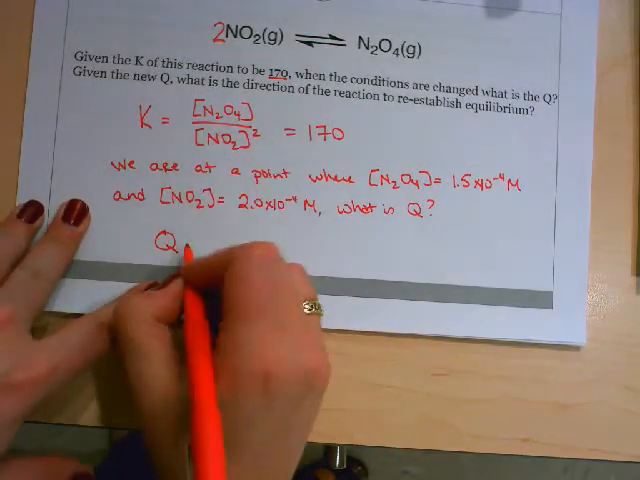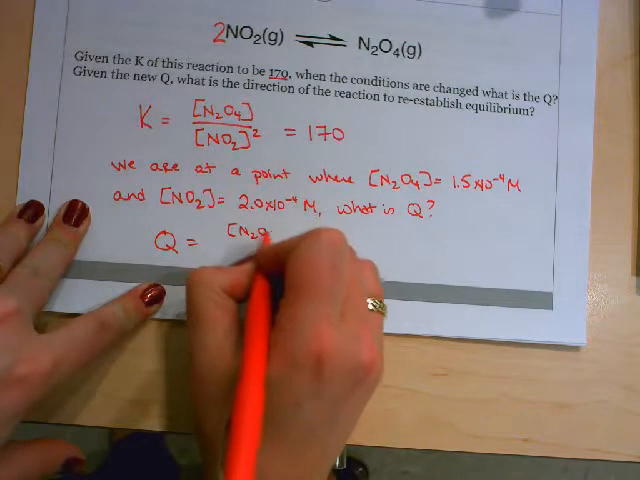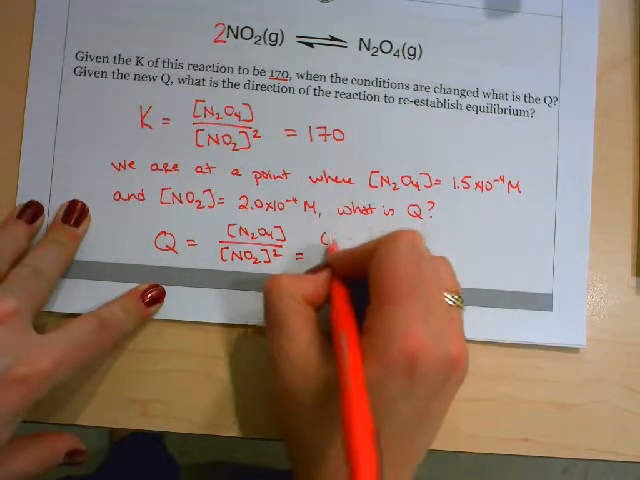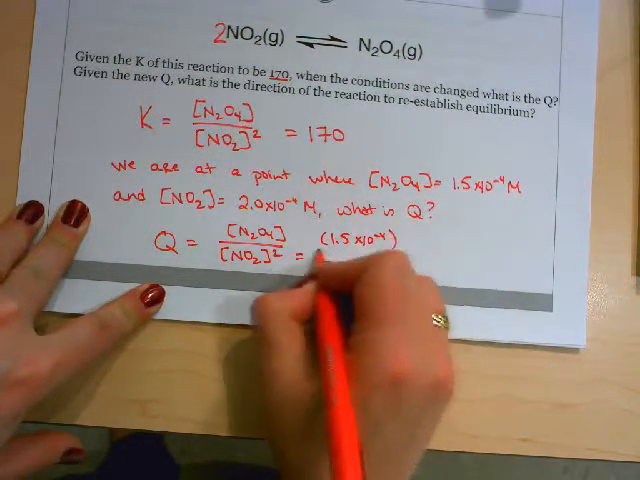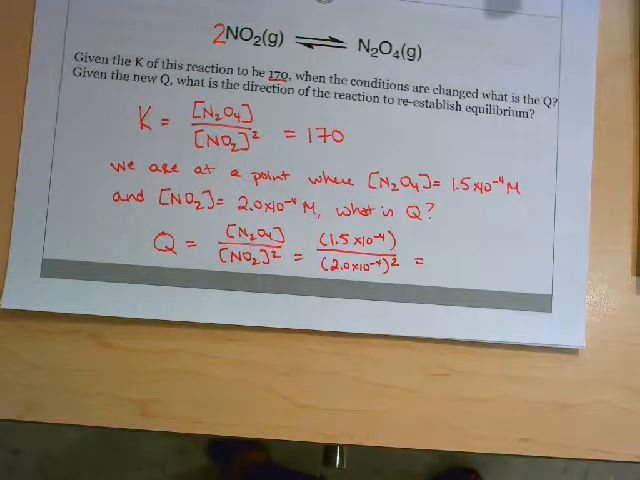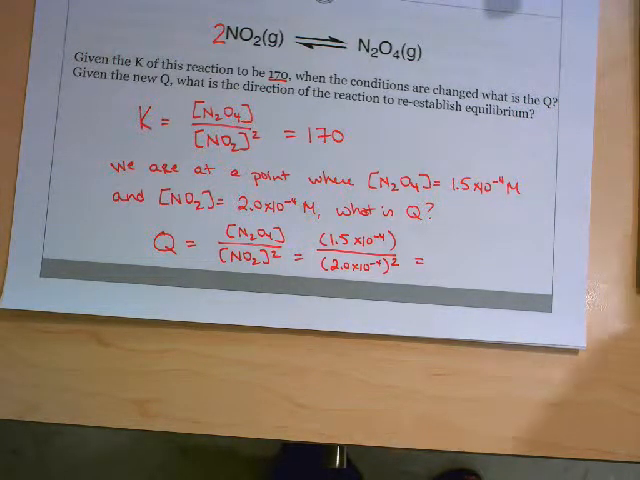Alright, so Q has the same equation as K. We can plug in what they told us. So if we are at the point of equilibrium, what should this value be? 170. Alright, so let's figure out what it actually is. 1.5, negative fourth. If you don't have your calculator out, it's going to be a calculator heavy day. So you're going to want it out.